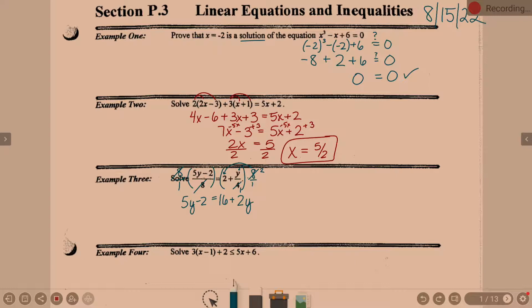Yeah. Okay. So, I personally am going to subtract my 2y, and I'm going to add my 2. 5y minus 2y is 3y. 2's cancel. 16 plus 2 is 18. 2y's cancel. 3y equals 18, and so divide by 3, and y is 6.